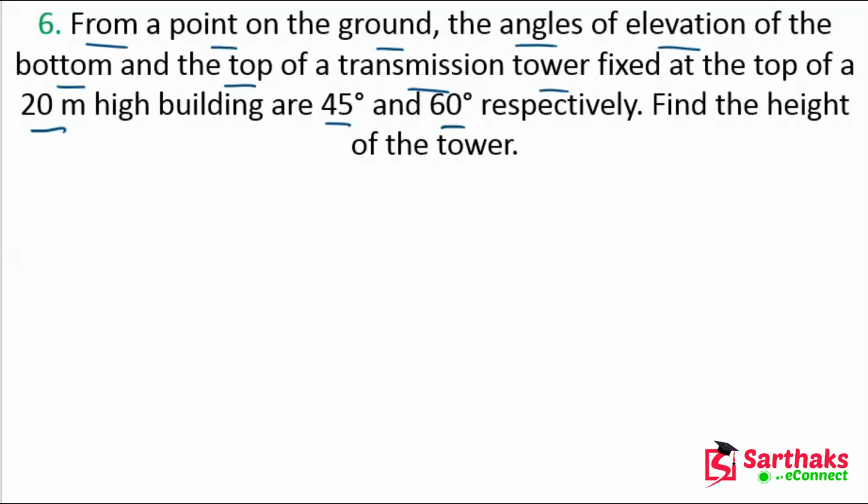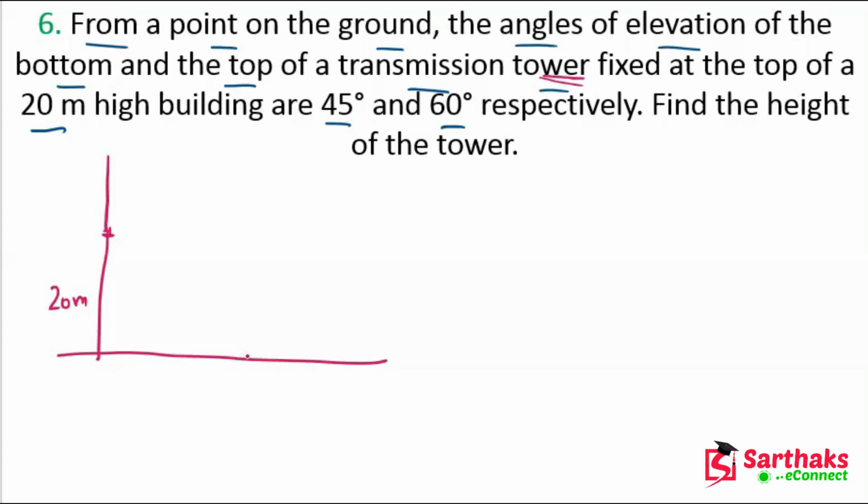First of all we have to draw the diagram. The question states that there is a tower at the top of a 20-meter high building. So let's suppose this is a ground, and there is a building like this. This is a ground, and there is a building 20-meter high. Above this there is a tower.